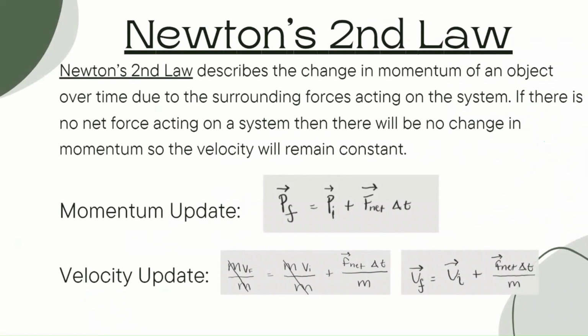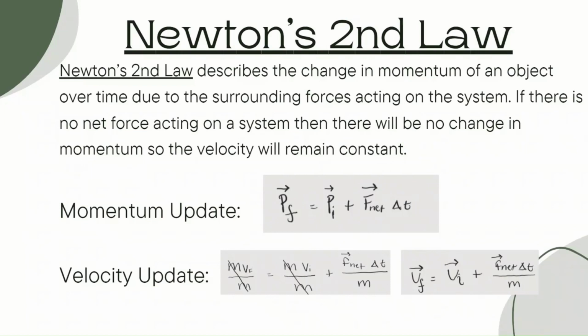So, just to explain, Newton's second law describes the change in momentum of an object over time due to the surrounding forces acting on the system. If there is no net force acting on a system, then there will be no change in momentum, so the velocity will remain constant. We can see this in our momentum update formula, where the final momentum is equal to the initial momentum plus the net force times delta t. But if there is no net force, then the final momentum equals the initial momentum, so there's no change in momentum.